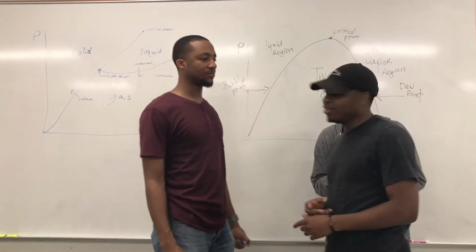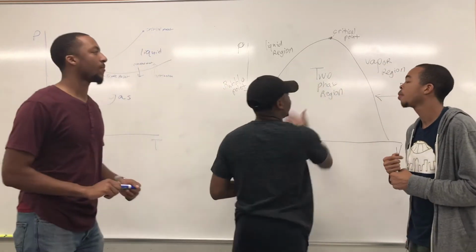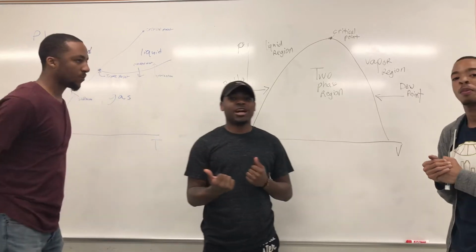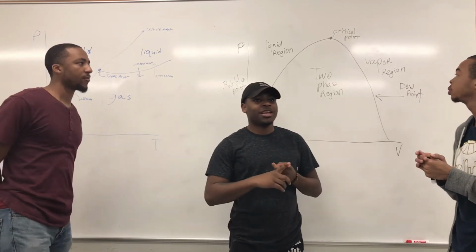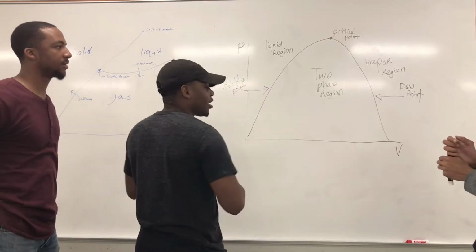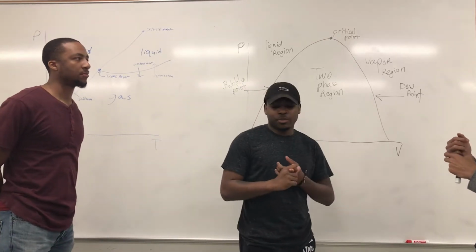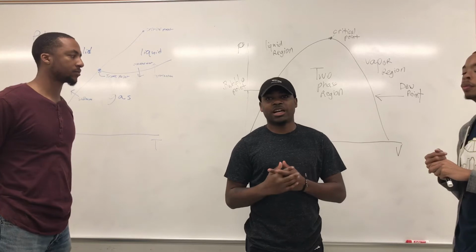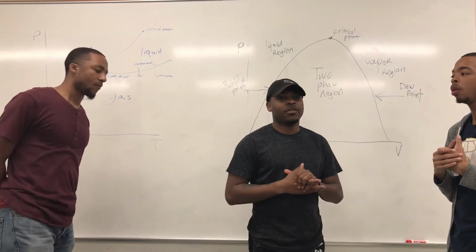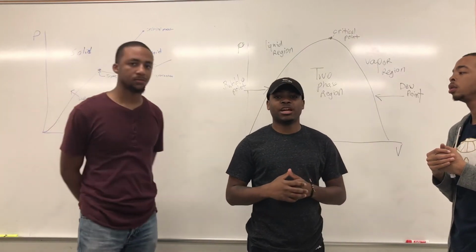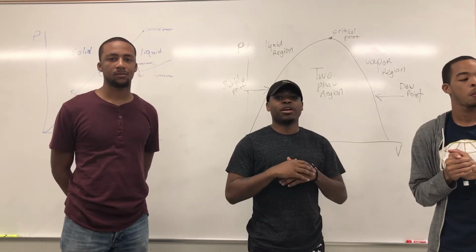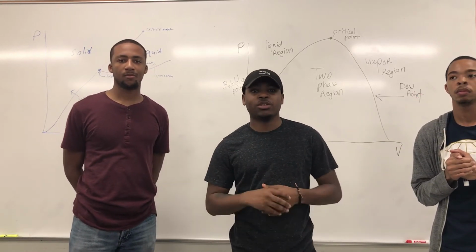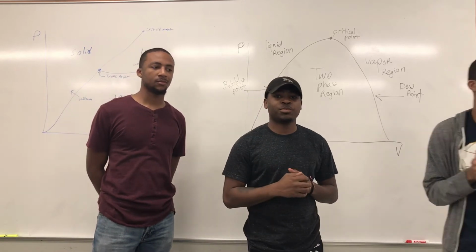Correct. So this is a PV diagram, and there are three common types of PV diagrams: isothermal, isobaric, and isometric. Isobaric is when the pressure stays constant throughout the whole diagram. For isothermal, the temperature stays constant. And for isometric, the volume stays constant. These are three of the most commonly used PV diagrams.